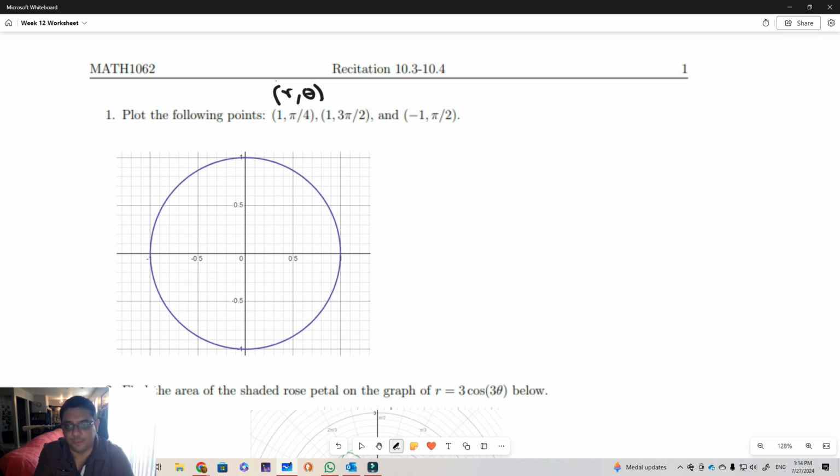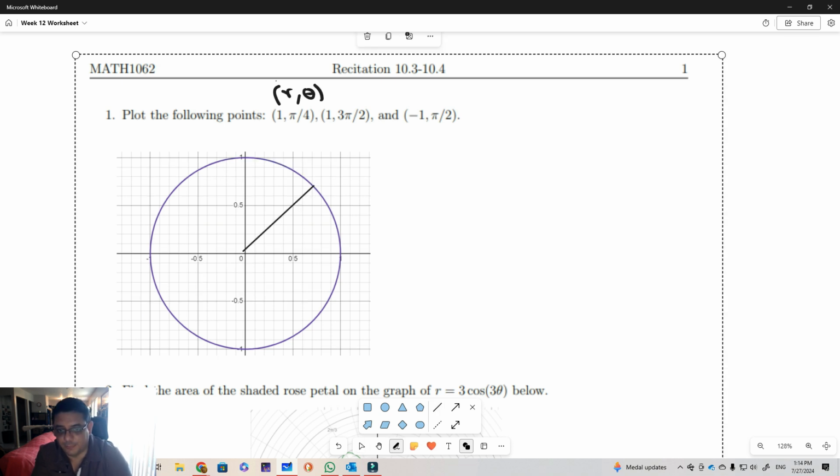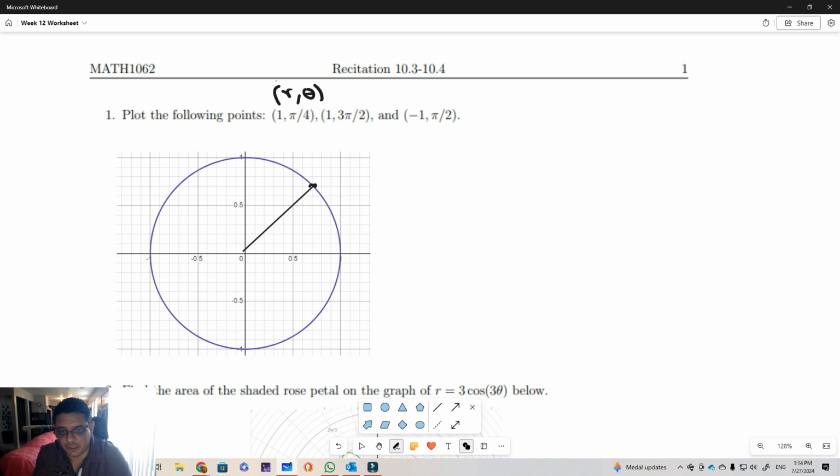So for example, for (1, pi over 4), the first thing I have to do is set the radius to 1, and once I'm in the circle of radius 1, I simply take a line at the angle pi over 4. Notice that pi half is here, so pi over 4 is in the middle, so pi over 4 will be this. And this point that I'm reaching here will be the point (1, pi over 4).